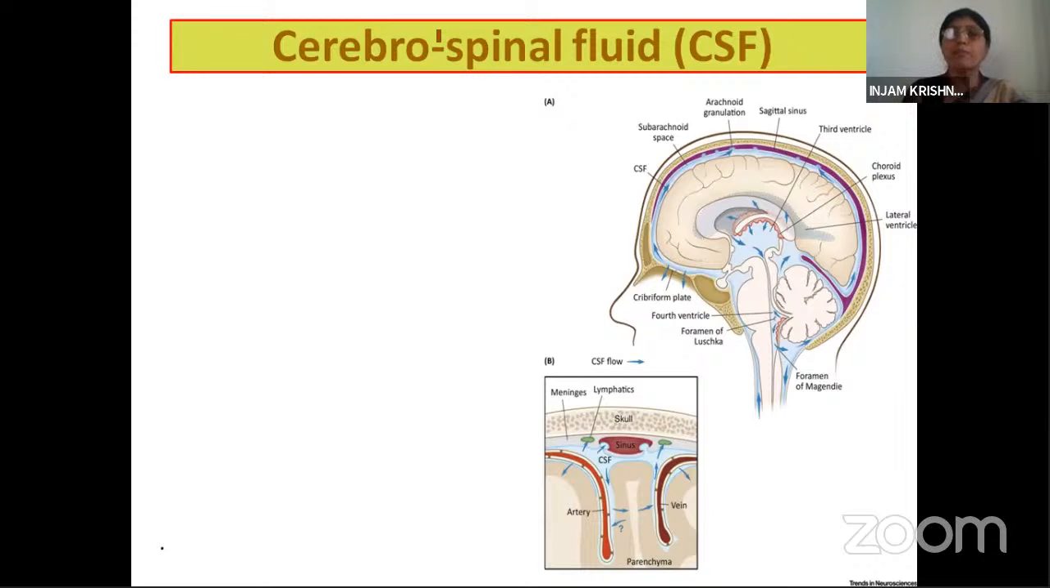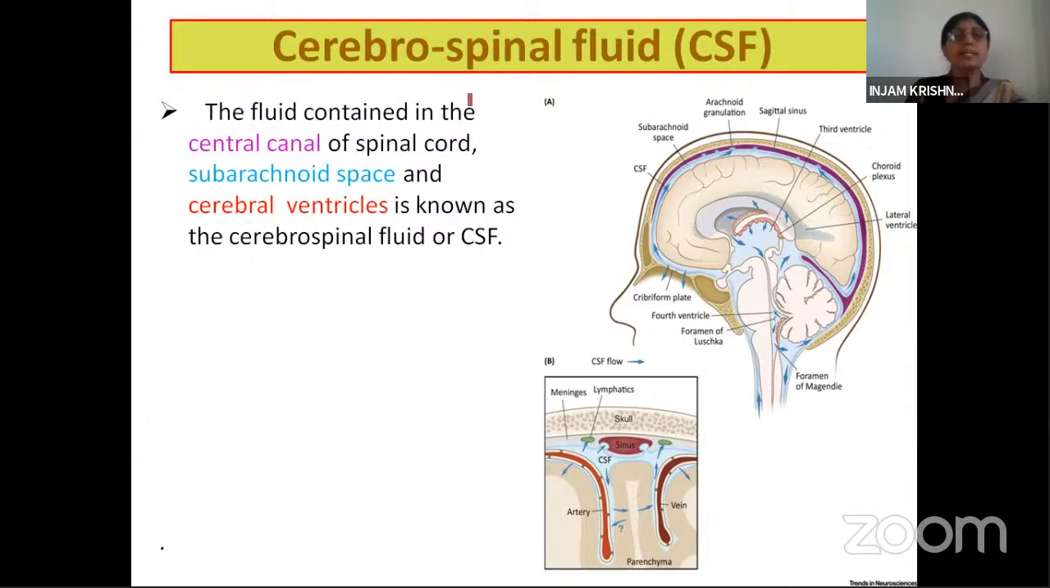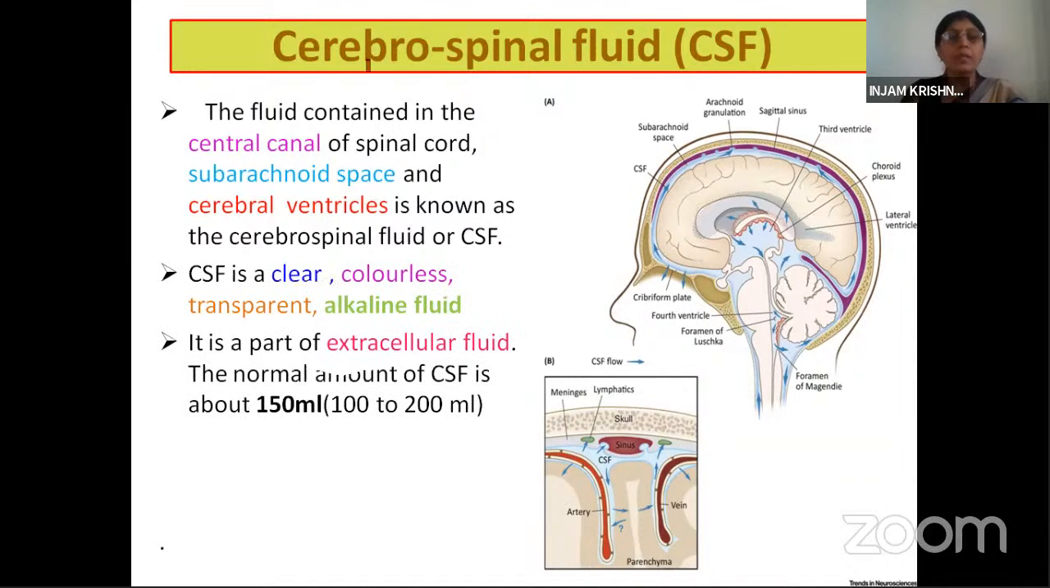What is cerebrospinal fluid? CSF. The fluid contained in the central canal of the spinal cord, subarachnoid space, and cerebral ventricles is known as cerebrospinal fluid, CSF. CSF is a clear, colorless, transparent alkaline fluid. It is a part of extracellular fluid. Generally, the normal amount of CSF is about 150 ml. It varies from 100 to 200 ml.